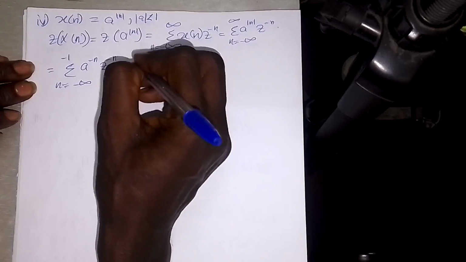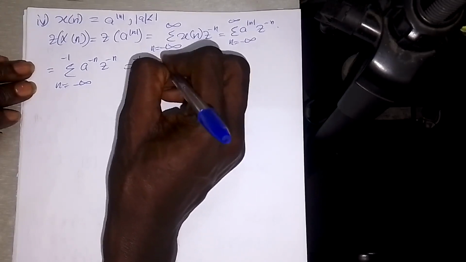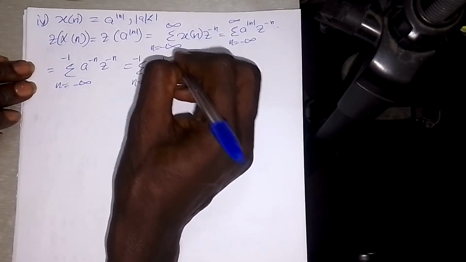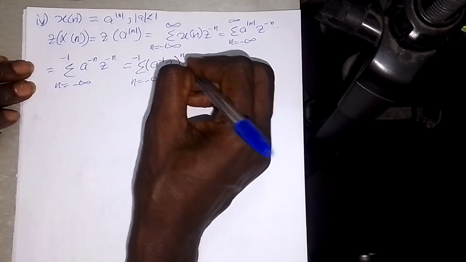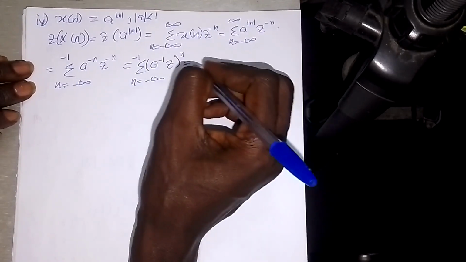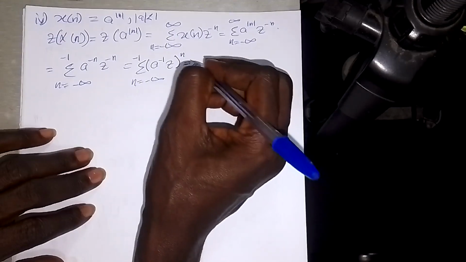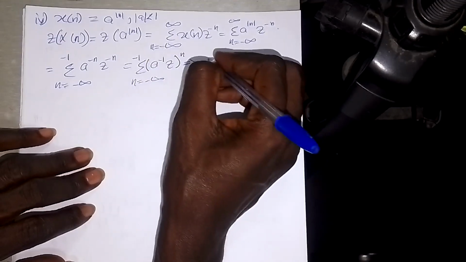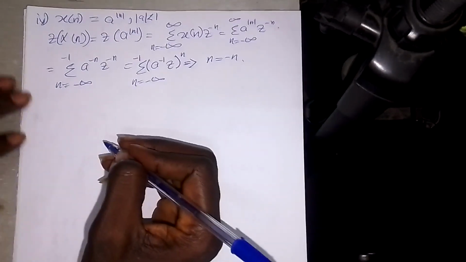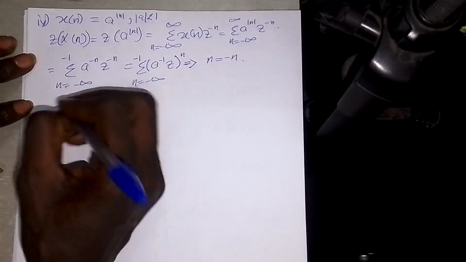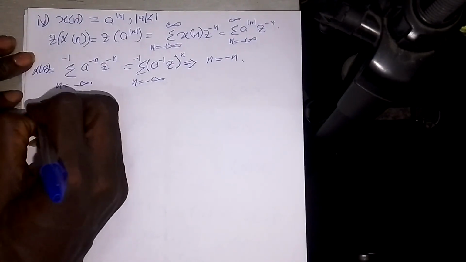Now if I have the negative aspect like this, I can write it as the sum from n equals minus infinity to minus 1 of (a^-1 z)^n. Now I can expand this summation, no, I shouldn't expand it now. Let me change my limit. So n is equals to minus n, to change my limit, because we're finding the full Z transform X of z.